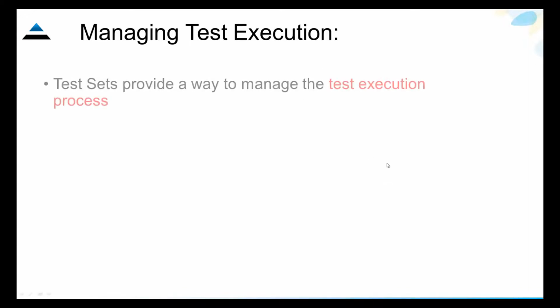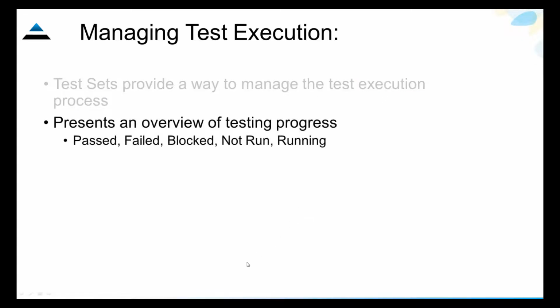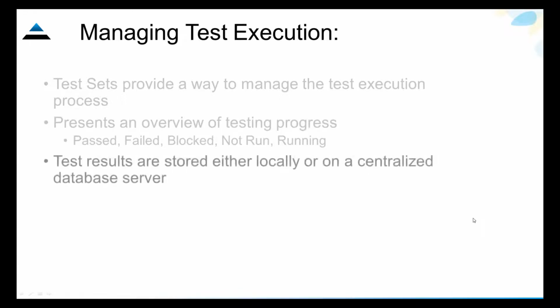Now we've learned how to create steps and how to create tests. Now let's talk about managing the test execution process. We've built something called a test set as a way for you to manage the test execution process. You'll see in a moment that we present an overview of your testing progress. How many tests have passed, failed, been blocked, not run, or currently running. This is all in real time.